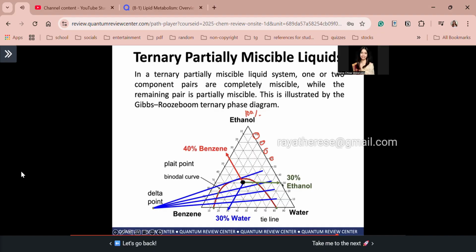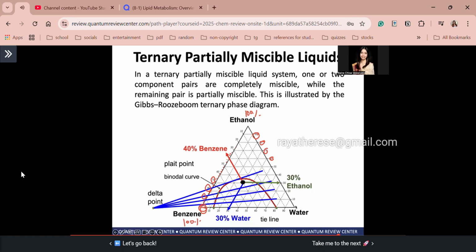So this is what you will look at for the concentration or the relative amounts of ethanol. And then for benzene, on this left corner, you have 100% benzene. Then, as you go upwards along this side of the triangle, you have 90% benzene, 80% benzene, 70% benzene, and so on and so forth. Again, you will refer to this line for this corner here.